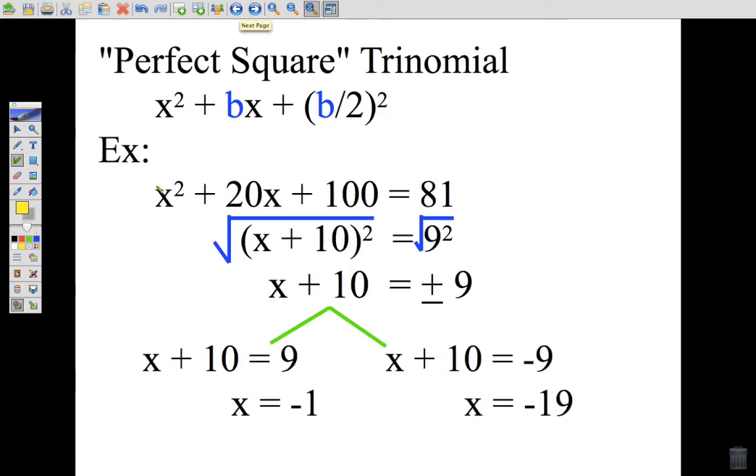If I put negative 1 back in place of x in the original problem, the left side indeed will equal 81. If I put negative 19 in place of x in both places in the original equation, that left side will equal 81. That's the benefit of seeing a perfect square trinomial. You can factor it, then square root it, to eventually solve for the 2 numbers to substitute in place of x that will make the left side of the equation equal the right side of the equation.